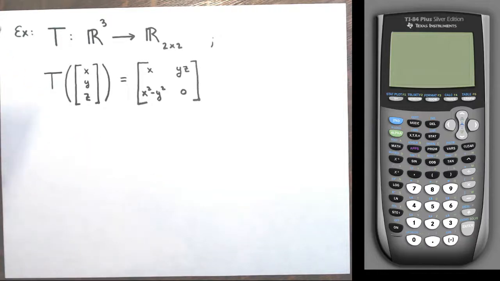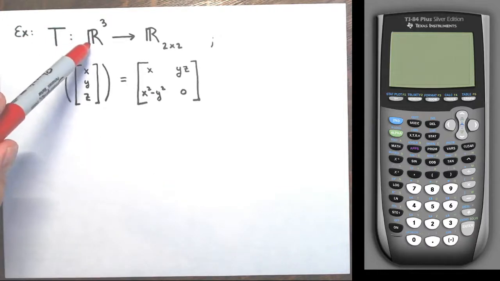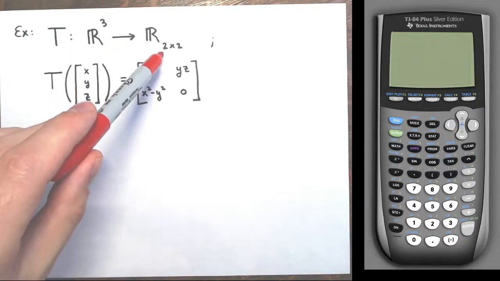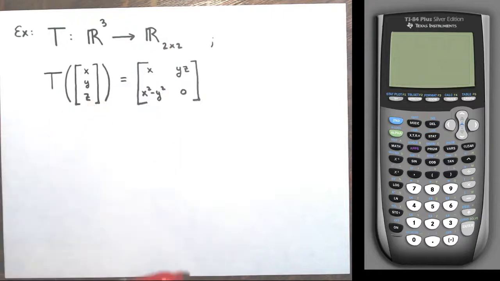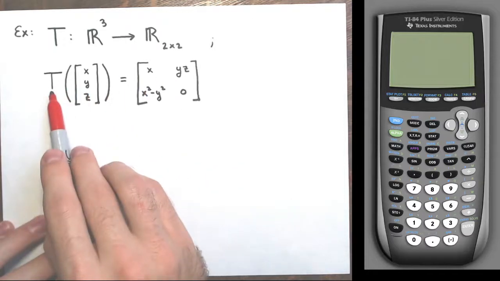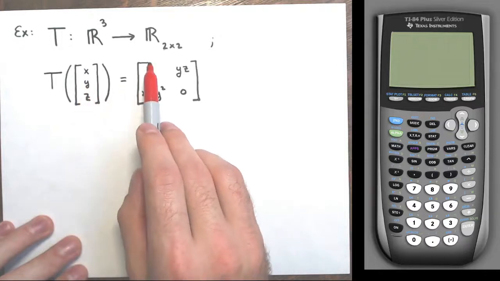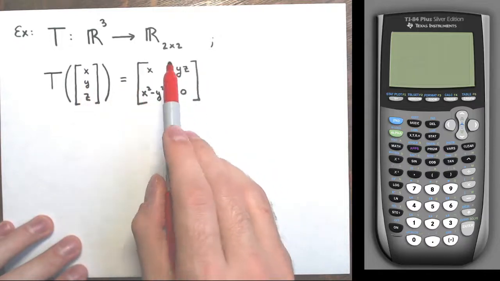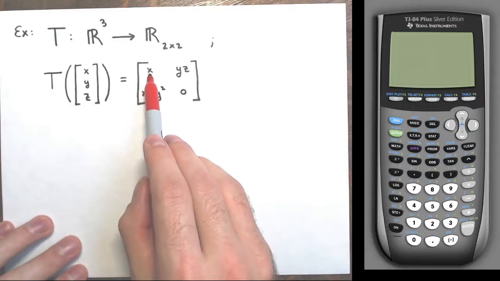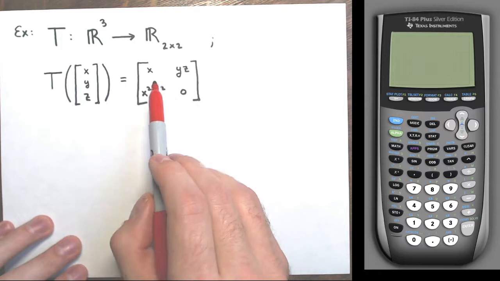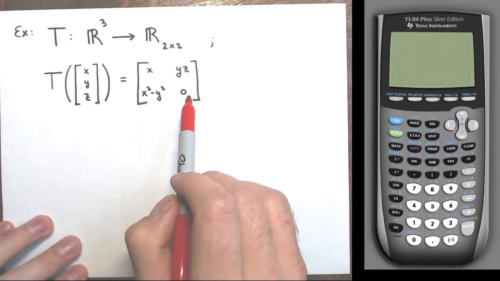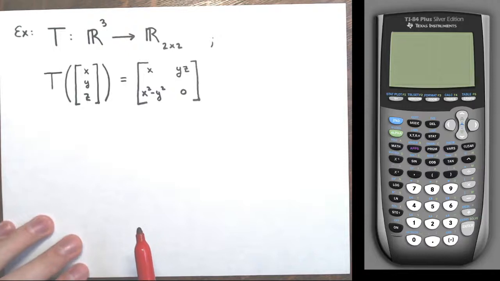All right, so here I have a transformation, a rule taking inputs from R3, vectors with 3 components. That's a Euclidean space. And my outputs are in the vector space of 2 by 2 matrices under standard operations with real entries. So here's the rule. T of my input from R3, 3 components x, y, z, equals this 2 by 2 matrix with real entries, where first row, first column is x, first row, second column is y times z, second row, first column is x squared minus y squared, and the second row, second column is always 0.